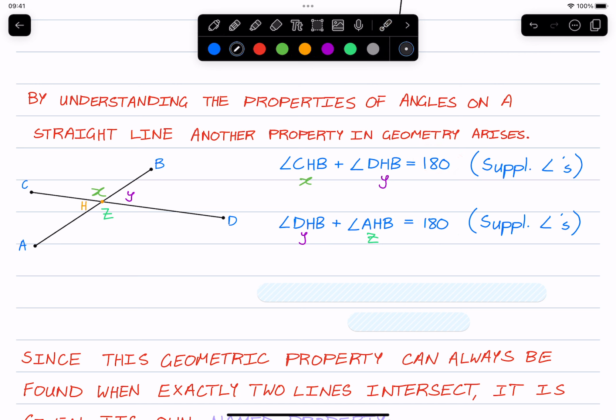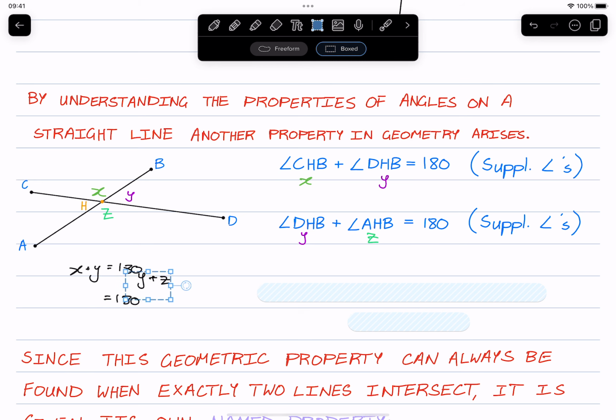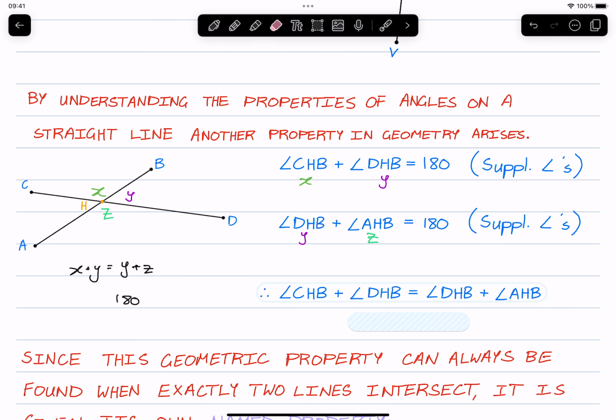So let me summarize this here. X plus Y equals 180, but Y plus Z is also equal to 180. Because of this, we can let them equal. They are both equal to 180, so it must be the case that they are equal to each other, which is what this statement says here. It states exactly that.